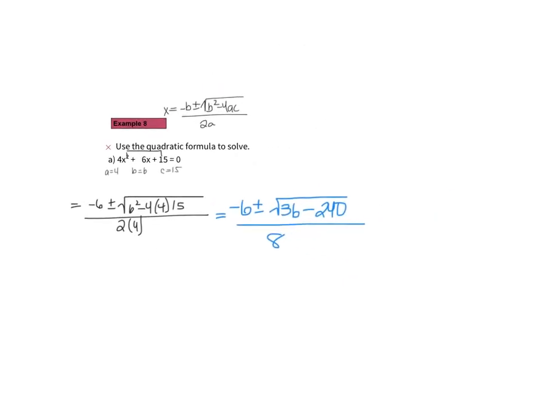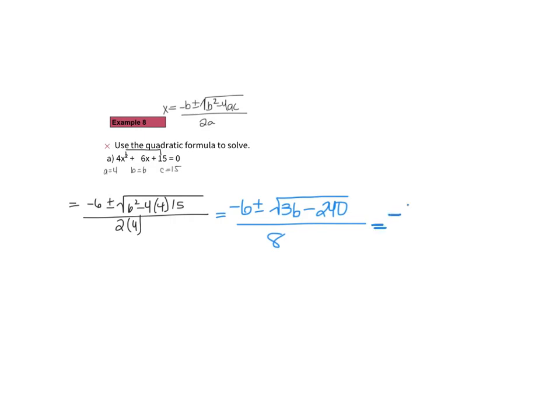Let's just worry about what's underneath the radical. Let's simplify that. So we have negative 6 plus or minus. Well, what is 36 minus 240? 204. Negative. I have the answer. I know. I'm just waiting to see if anybody else. So it's negative 204 over 8.